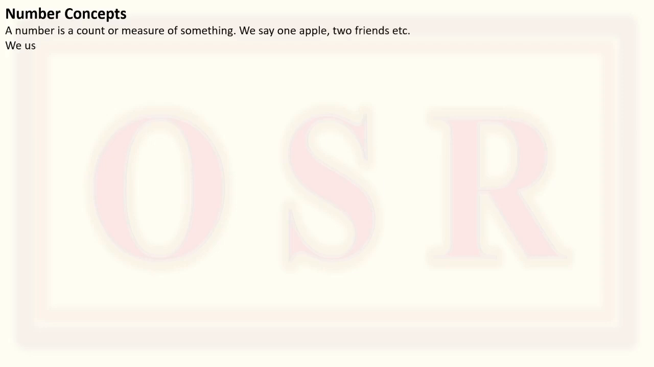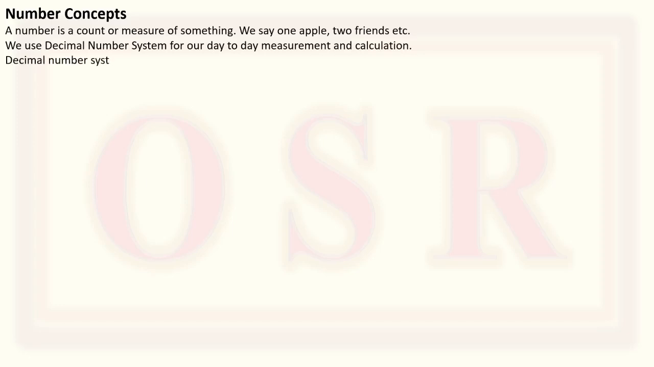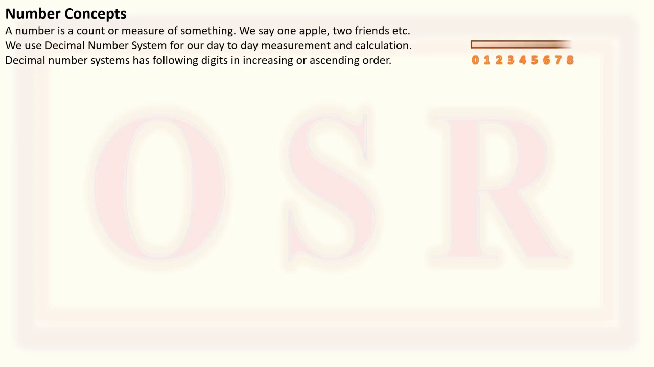Number concepts. A number is a count or measure of something. We say one apple, two friends, etc. We use decimal number system for our day-to-day measurement and calculation. Decimal number system has the following digits in increasing or ascending order. So digits are 0, 1, 2, 3, 4, 5, 6, 7, 8 and 9.